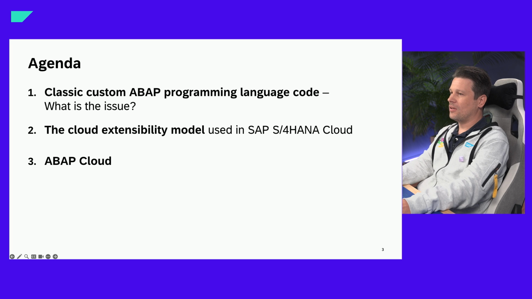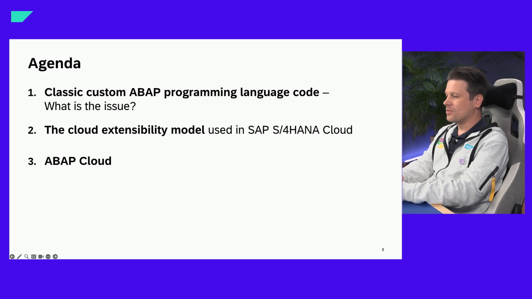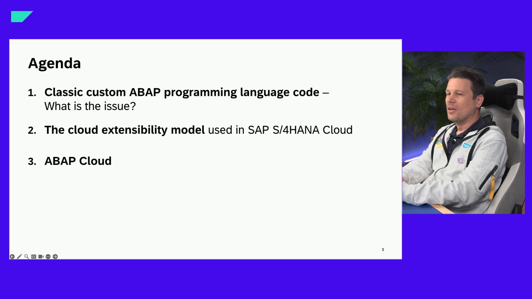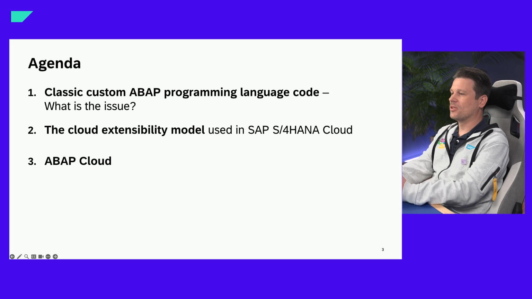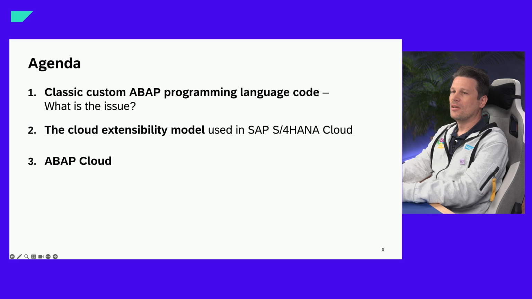First of all, we'll see what the classic ABAP programming in your old ECC or S/4HANA on-premise systems is about. Some of you might have seen that already in the Alexander session just 1 hour ago. Then we take a look at the extensibility model available in S/4HANA Cloud, and then at our new ABAP Cloud development model and programming language, which is available for S/4HANA Cloud.